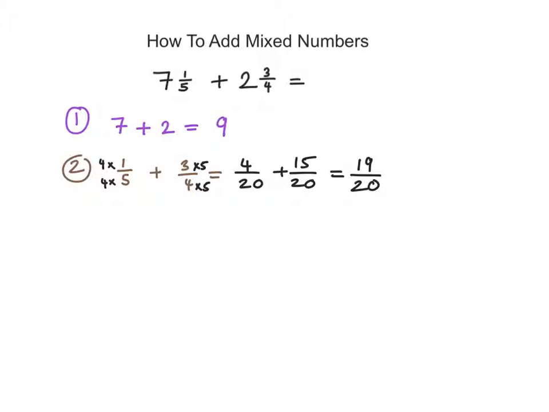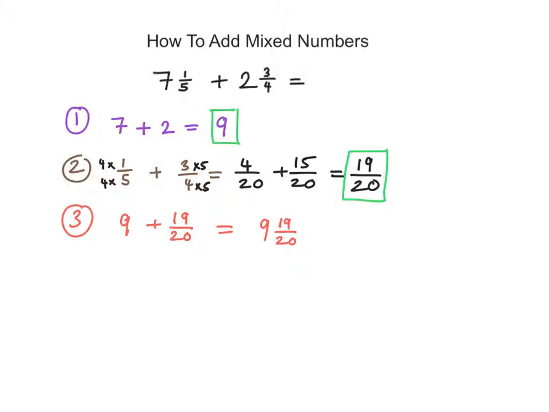Now what we do, we just add the part that we worked out in step 1 to this fraction here. So in the final step, we add 9 plus 19/20, which equals 9 and 19/20. And this is my answer. So the answer to this addition is 9 and 19/20.